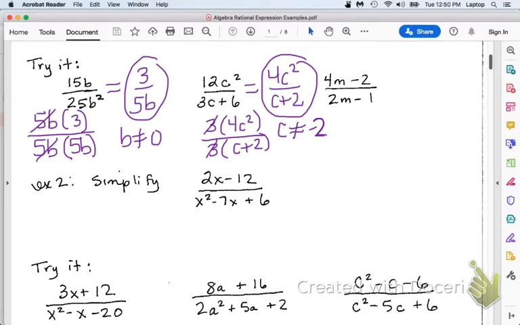4m minus 2 over 2m minus 1. So I know that I could cancel out or simplify a factor of 2 in the numerator. If I factor out a 2, it's like taking 4m divided by 2, and I'll get 2m. And then I have the -2 divided by 2, which is -1. And that's all over the 2m minus 1.